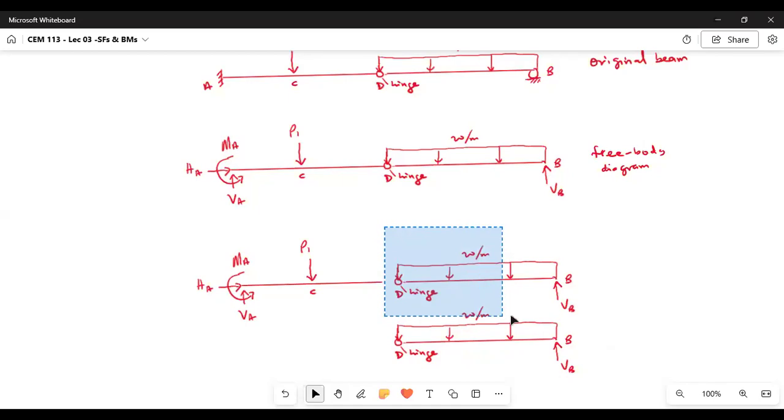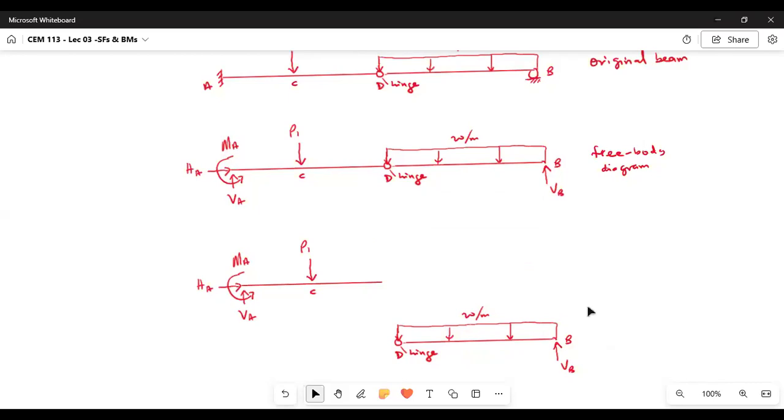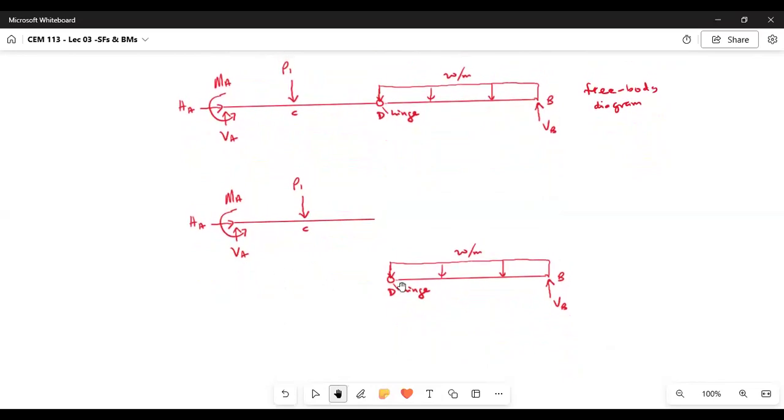Ideally, I was supposed to delete this one. Do you get it? Good. So separate the beam at the hinges. That's what you are seeing me doing here. So I'll move up a little bit. Now, once I've separated, I need to get rid of this so-called hinge here. I need to get rid of it, because now I've separated it.